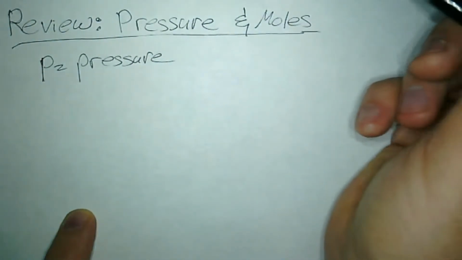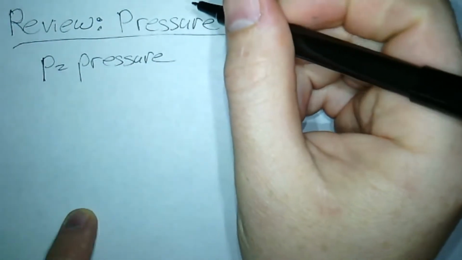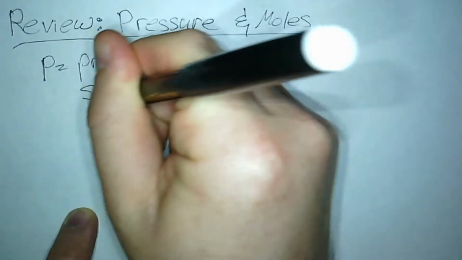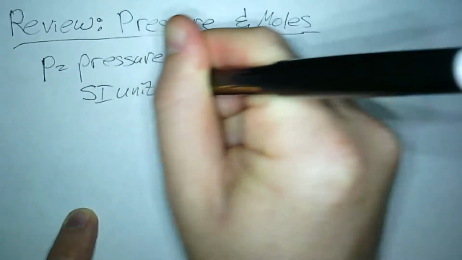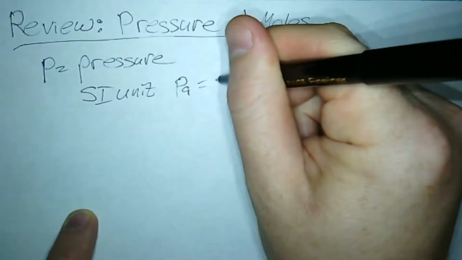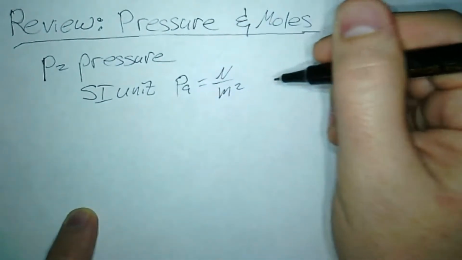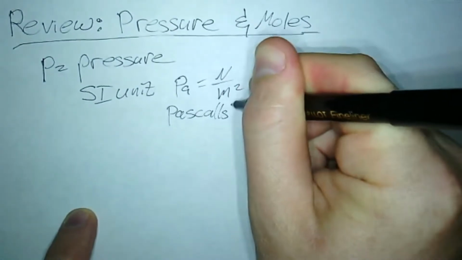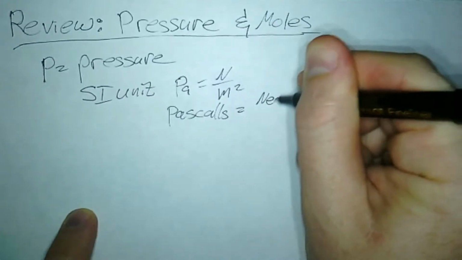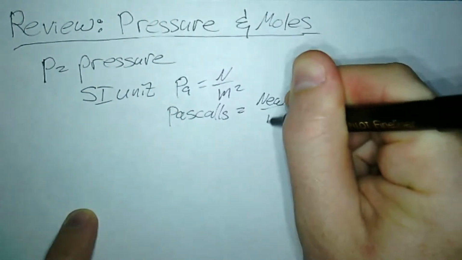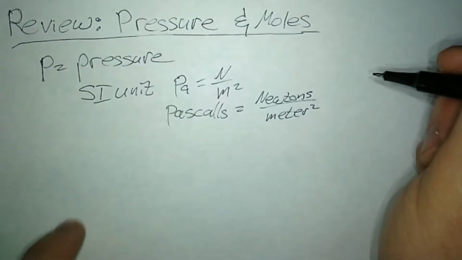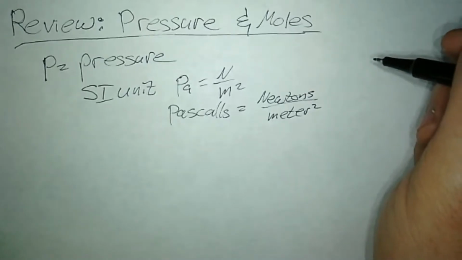So there's a lot of different units people use for pressure, but the SI unit that we're going to use is going to be pascals, or newtons per meter squared. All right, so how do you find pressure?